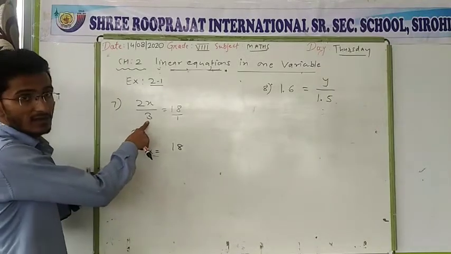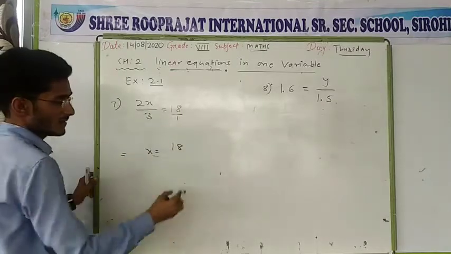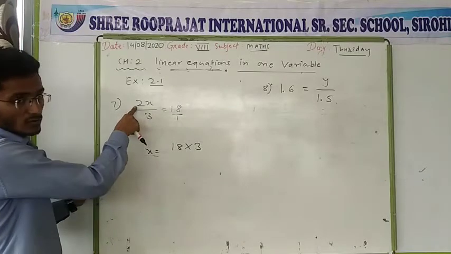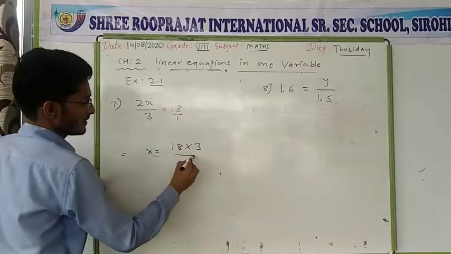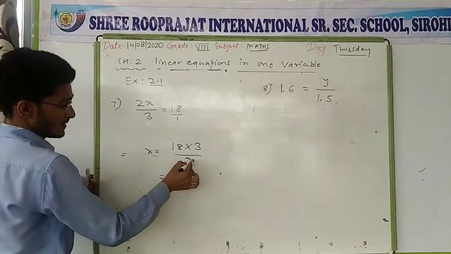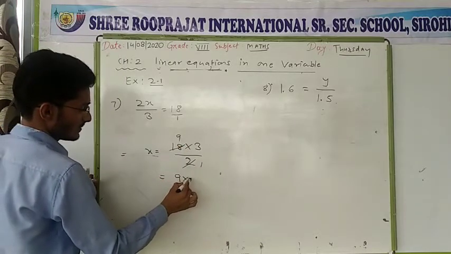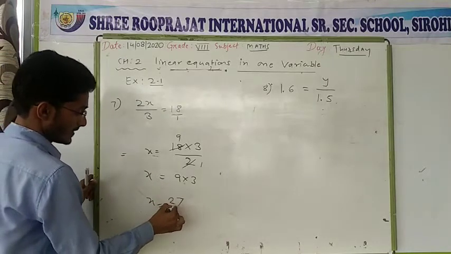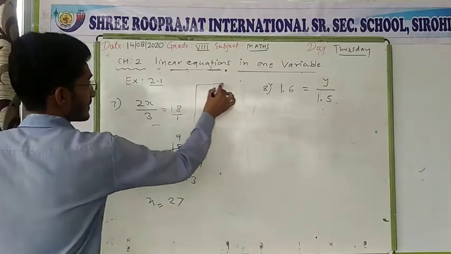If we talk about 3, in the left hand side it is in division. So in the right hand side it will be a multiply with 18. If we talk about 2, in the left hand side it is multiplying with x, so in the right hand side it will be in division. So now if you solve this part, 2 ones are 2 and 2 nines are 18. So now you have only two numbers, 9 and 3. So value of x is 27.